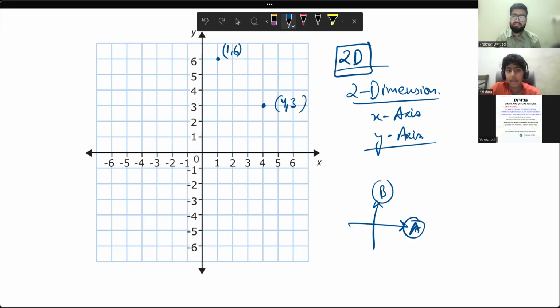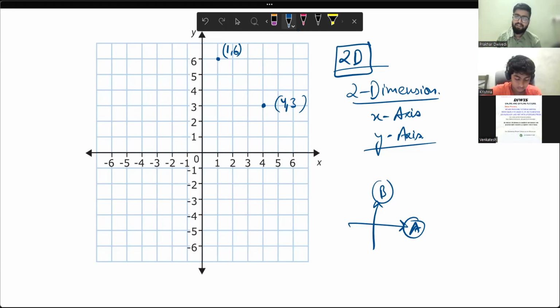I want you to find out the distance between them. We can use the Pythagorean theorem. How can you do it? You can use Pythagoras here since it's in the shape of a right angle triangle. You can make a triangle and find the hypotenuse of a right angle triangle using the Pythagorean theorem.